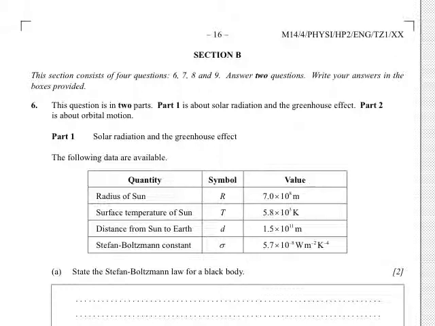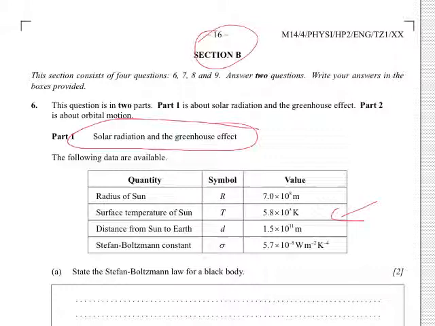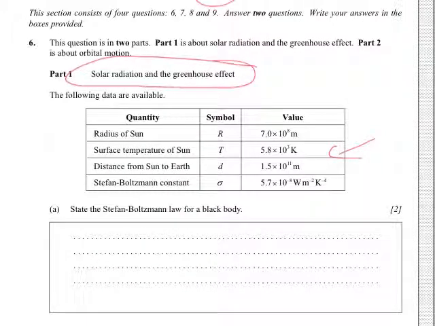Okay, so now question 6 from section B. We have a question on solar radiation and the greenhouse effect. So using this data, we're first asked what the Stefan-Boltzmann law for a black body is. If you look on the data sheet, you're actually given the relationship. It's just not labeled, so you have to familiarize yourself with each of them.